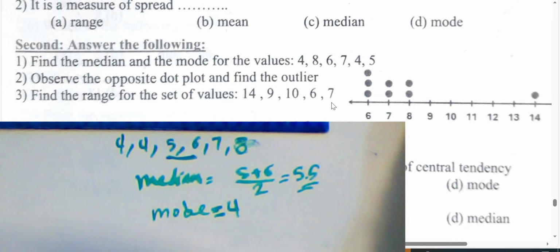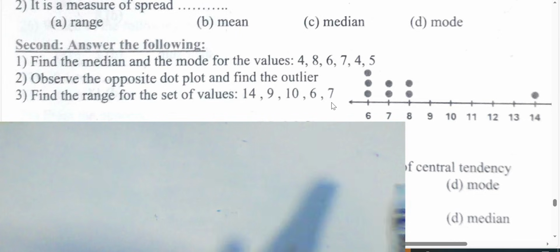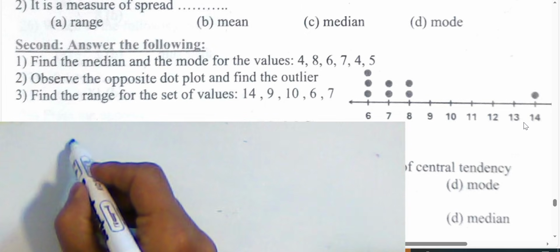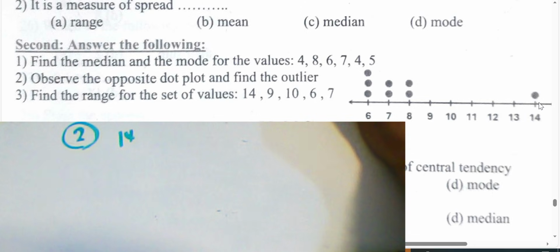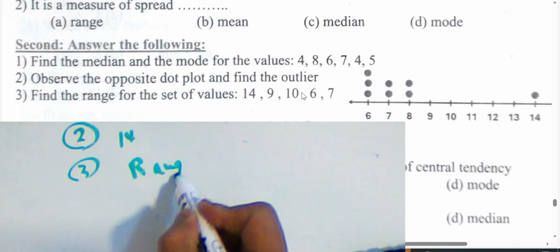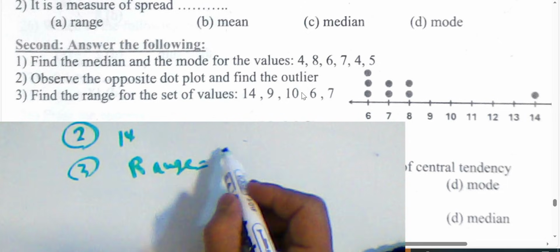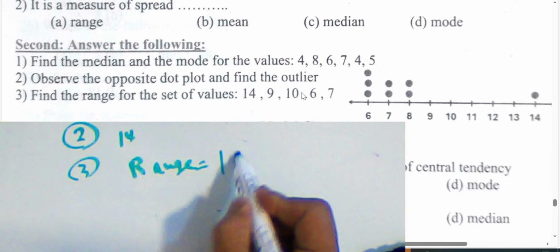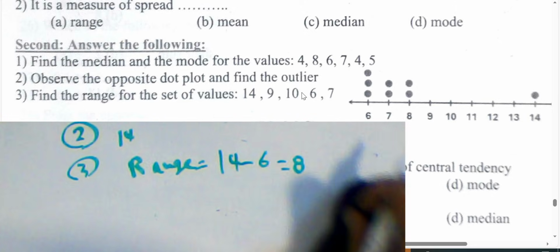Next question. Observe the dot plot and find the outlier. Look at here. The outlier point here will be 14. 14 is the outlier. In question number 2, we can write the answer 14 because 14 has a long distance from all the 6, 7, 8. And 14 is the outlier point. Next number 3, find the range. We can find the range by finding the difference between the maximum and the minimum of all values here. We have 14 subtract 6 equal 8.